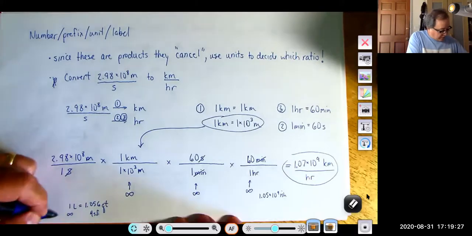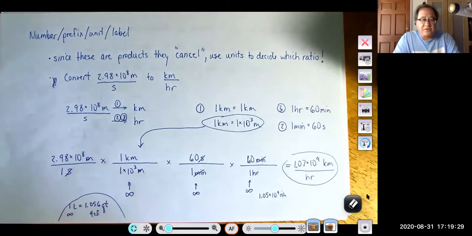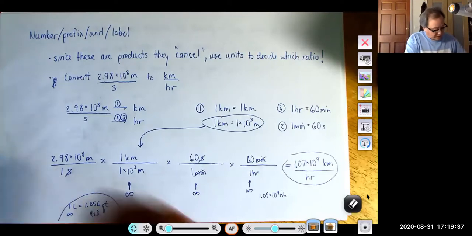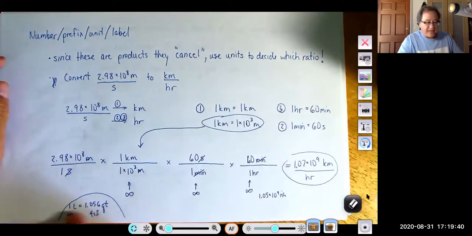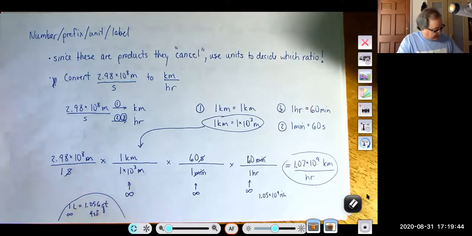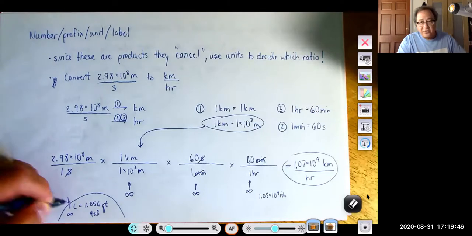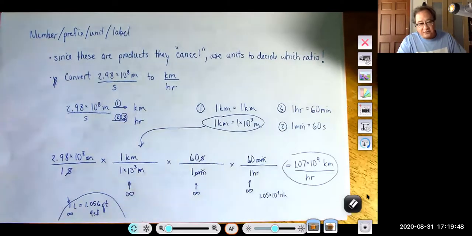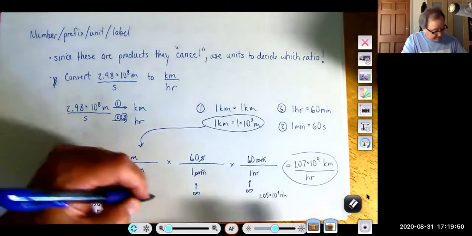Okay, trick question. What's bigger, a liter or a quart? A liter. 1 liter is bigger. How can we tell looking at these that the liter is bigger? And the answer is it's got the smaller number. The smaller number always goes with the bigger unit. Let me show you what I mean.